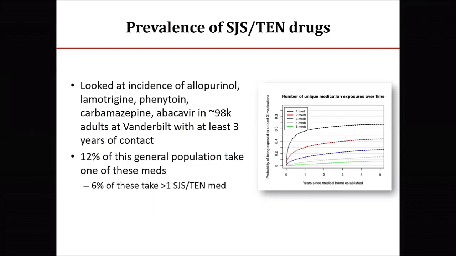So we looked at 98,000 people who are medical home patients at Vanderbilt, and looked at their exposure to just a handful of drugs. You see the list there: allopurinol, lamotrigine, phenytoin, carbamazepine, and abacavir. These had at least 3 years of contact, and we found 12% of this population took at least one of these medications, and 6% took more than one, which argues for testing across a variety of HLA types, as opposed to just the indication for one particular drug.